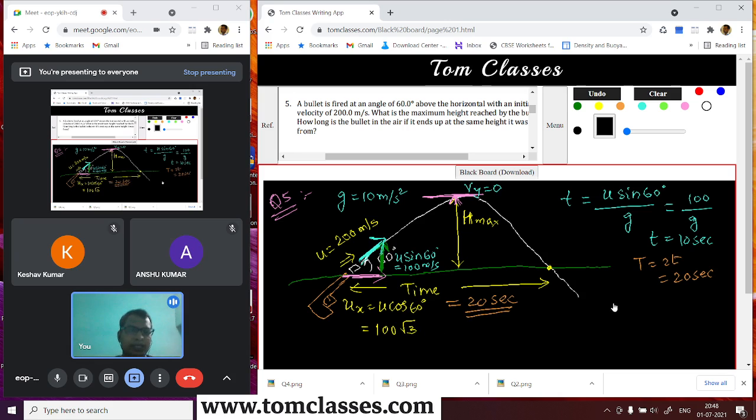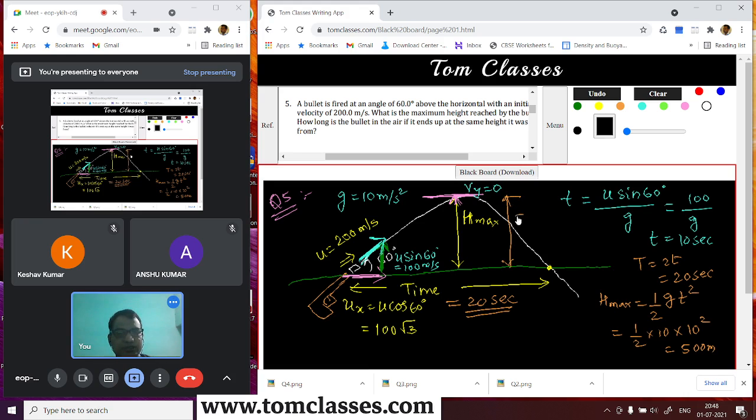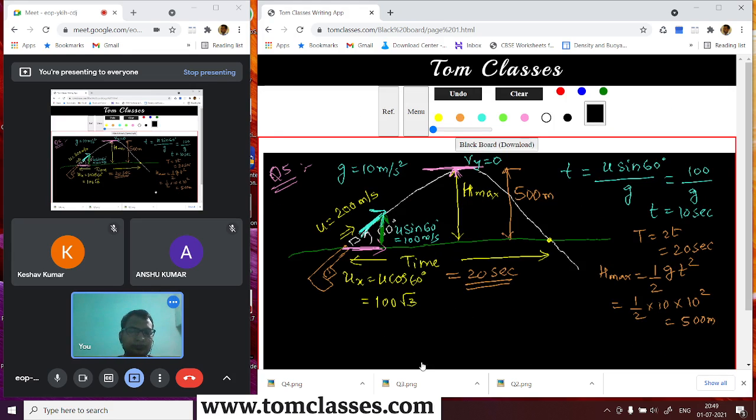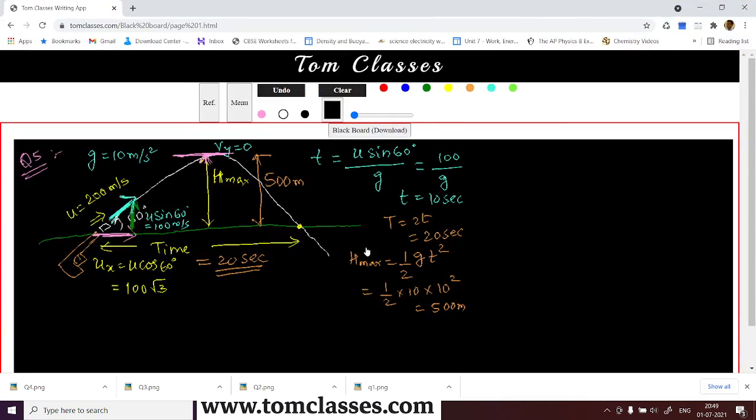And what is the maximum height attained? So maximum height attained will be given by h max, which is half gt square. So this is equal to half into 10 into the time to reach that height, that is 10 square. So this is 500 meters. So this height which will be attained is 500 meters, that is half a kilometer. Is that okay? Yes, sir. So the maximum height attained will be 500 meters.